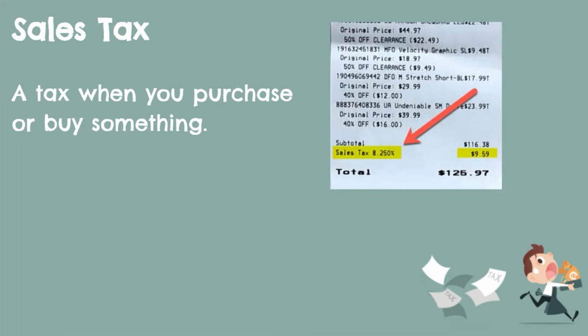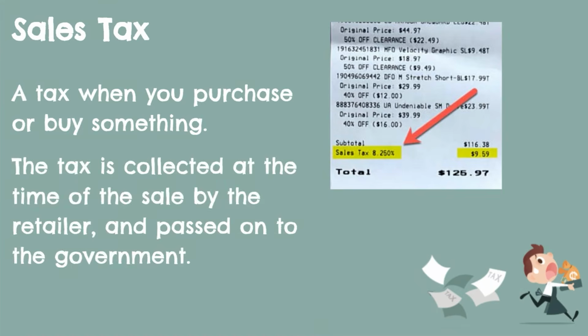Sales tax is a tax you pay when you purchase or buy something. If you've ever been to the store, you think the price is going to cost this much because that's what it says, but then you go to pay and it's actually a little bit more. That is the government taking some of the money. This is a tax that is collected at the time of sale by the retailer, or the person you're buying things from, and passed on to the government. So it says, here you go, government, from them.